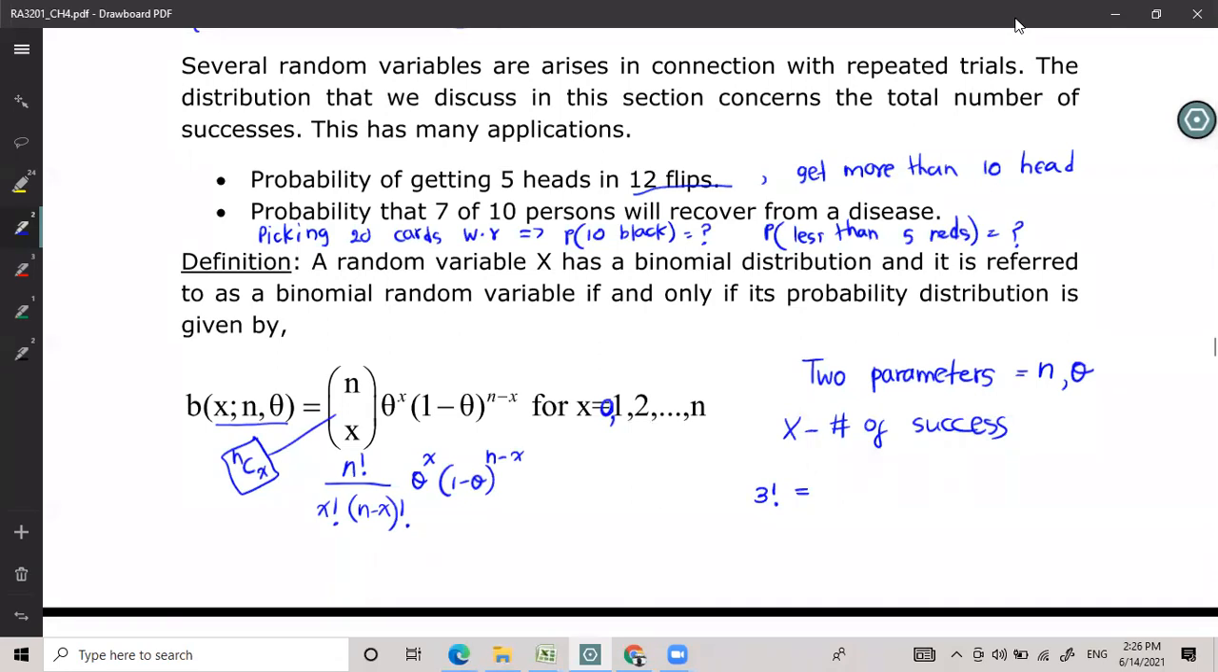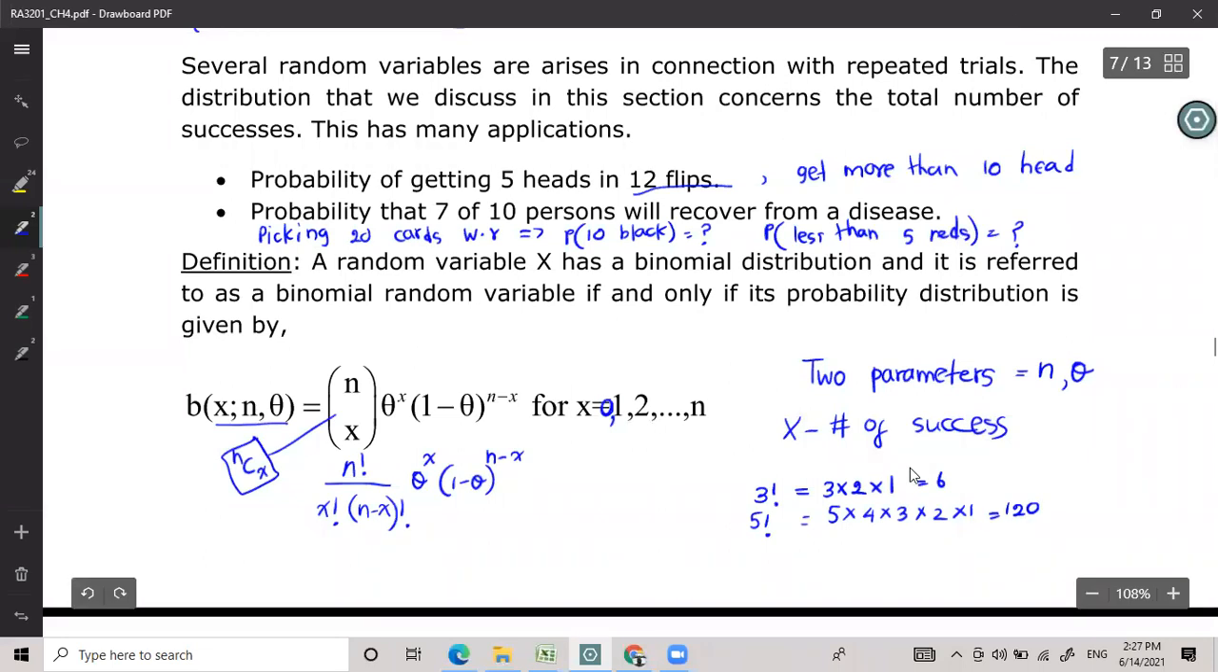Someone who knows, or try it. 3 factorial, what is it? Nobody knows? It is 3 times 2 times 1. That means you multiply starting from 3, reducing 1 at a time all the way down to 1. So what is 5 factorial? 5 times 4 times 3 times 2 times 1. So this is 6. This is 120.